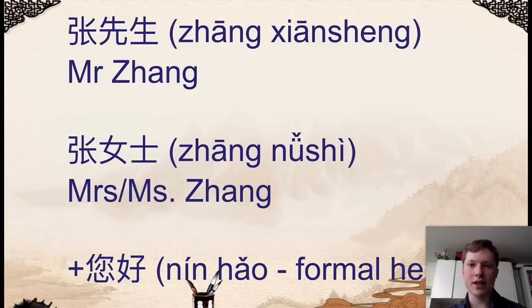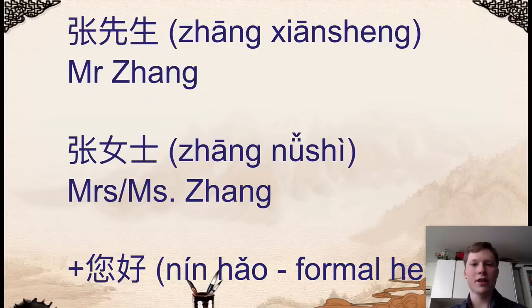In a formal situation, if you're addressing a stranger, then it's generally safe to refer to them as Mr. or Mrs. So Mr. Zhang would be 张先生, and 张女士 for Mrs. or Miss Zhang. And you'll notice that the word for a woman in the polite form of address doesn't actually concern whether this person is married or not. 女士 can be used for a married person or a non-married person, so it's completely safe to use in any situation.